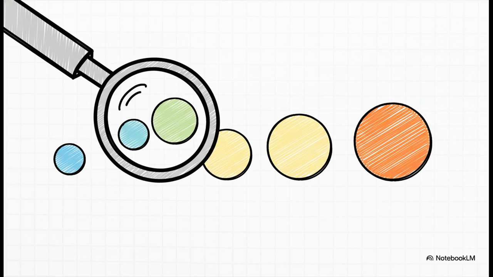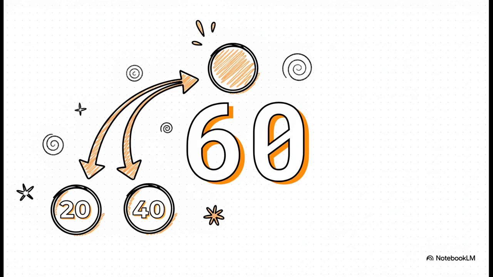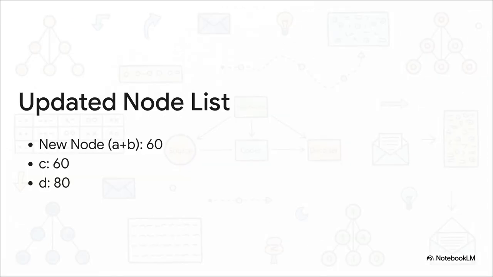Easy. In our case, that's A with a frequency of 20 and B with a frequency of 40. So we take those 2 nodes, A and B, and we merge them. We create a new parent node just for them, and the frequency for this new parent is just the sum of its kids. So 20 plus 40 gives us 60. And just like that, our list of active nodes has changed. The original A and B are now tucked away inside their new parent node.